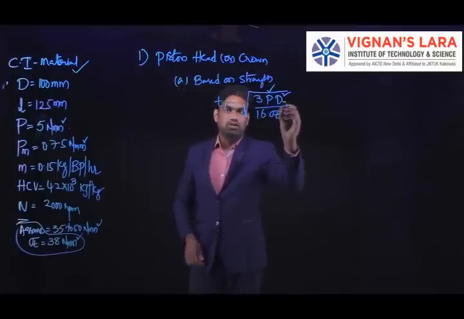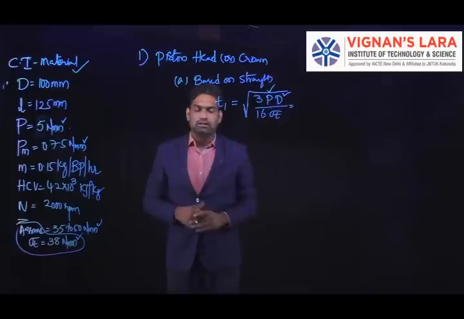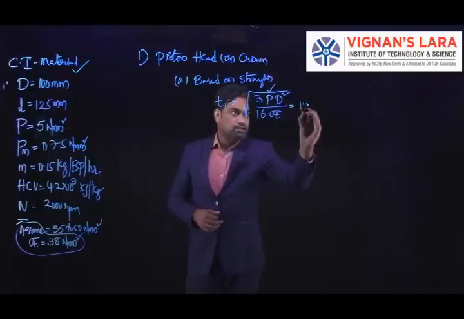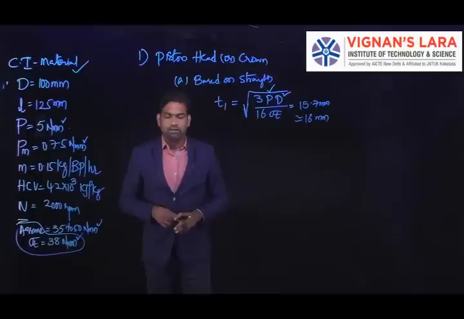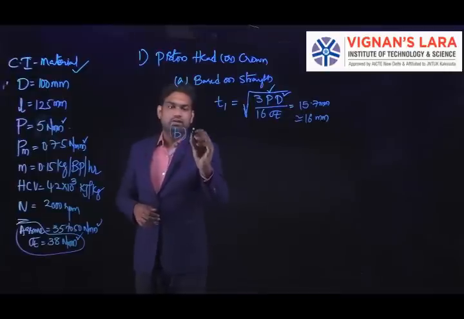By substituting all the values of pressure, diameter, and tensile strength, that is 38 megapascal, the value is 15.7 mm, and it is taken as 16 mm. Clear? After finding the thickness based on strength, we also need to calculate the thickness based on heat dissipation.